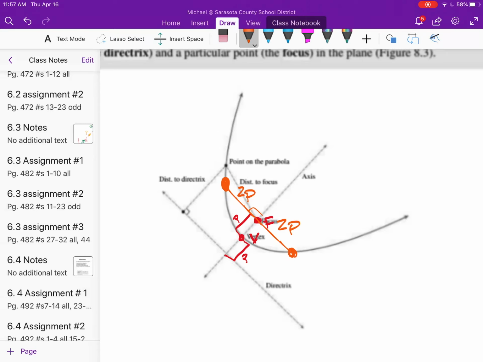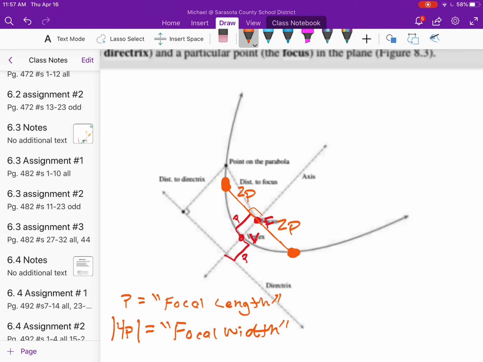So p is always known as the focal length. And then the distance from here to here across the focus is the absolute value of 4p, and we call that the focal width. Of course, we're using absolute value because length is always going to be positive. So these are some things that we need to really understand.